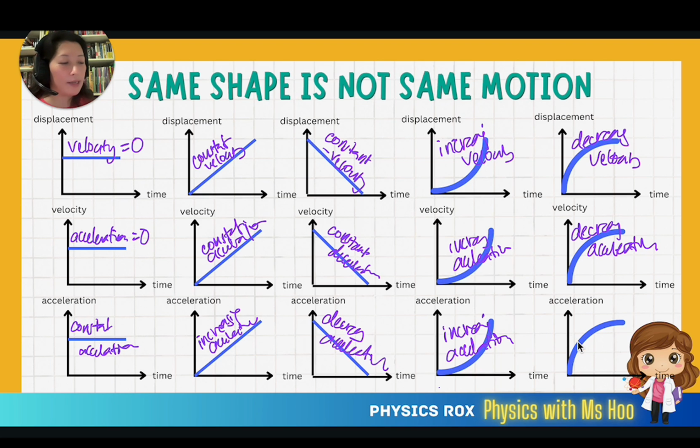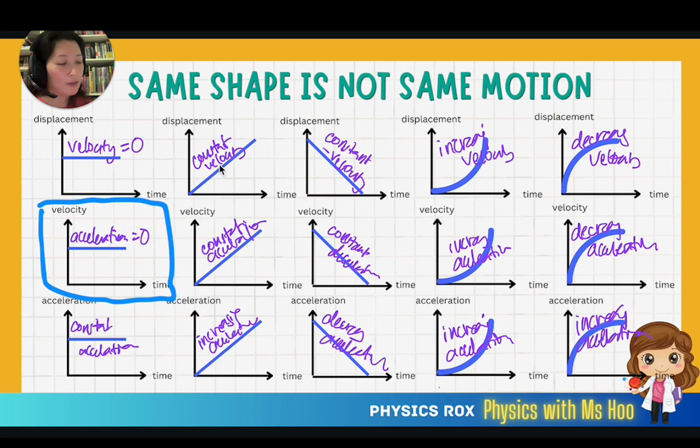And for the final one, this is increasing acceleration, but at a decreasing rate. So as mentioned in an earlier slide, the same shape is not the same motion, but you can have different graphs with different shapes showing the same motion. Where can you see that? For example, over here, we have constant velocity at zero acceleration, and here we have constant velocity. So these two graphs could be potentially showing us the same motion, because this shows us constant velocity, and so does this.